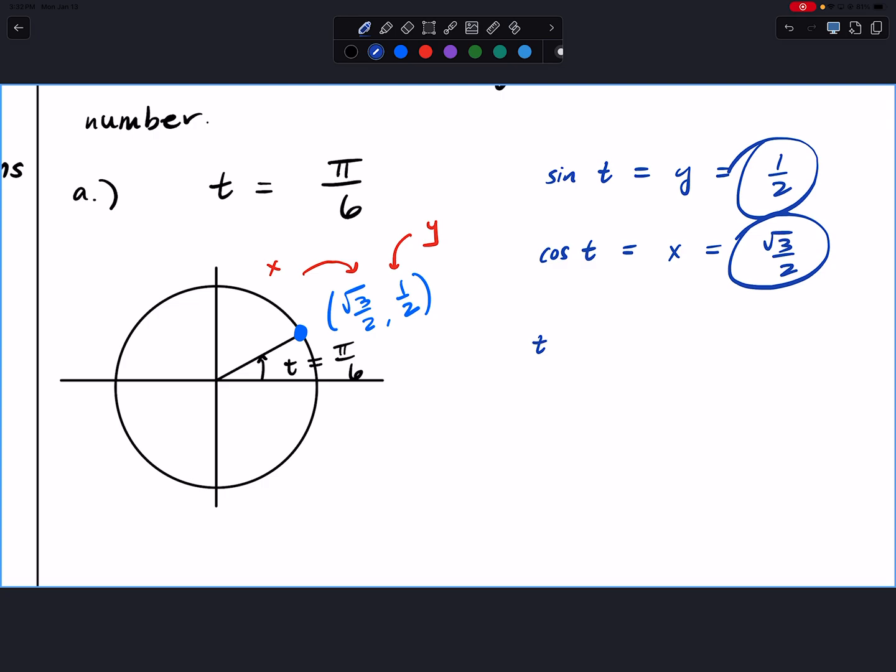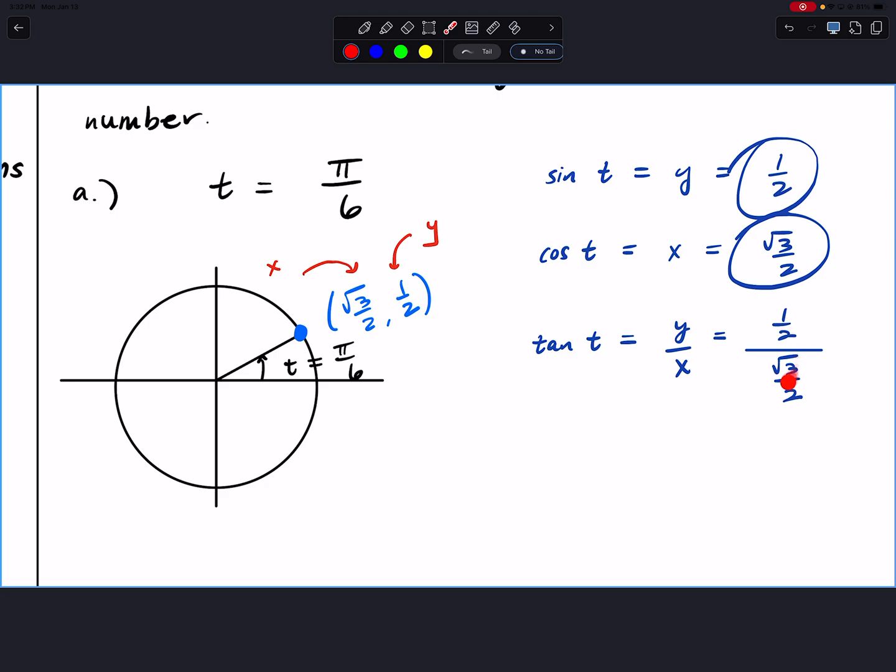The tangent, we can use our unit circle to check our answer, but remember, tangent is the same thing as y over x. So the y here is 1/2. The x is square root 3 over 2. Do you guys remember the little trick I showed you guys on Friday? The reciprocal, but do you guys remember what else I talked to you guys about? No?